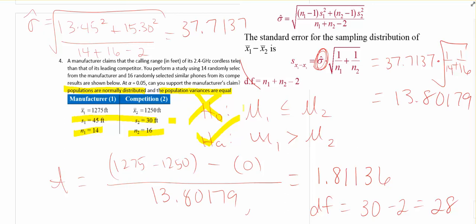I did not write which one was the claim, so boo on me, I have to go and reread the problem. So the manufacturer claims that his calling range is longer than the leading competitor. So the claim was that it was longer. And so do I have evidence to support the claim? In this case, yes, we do.